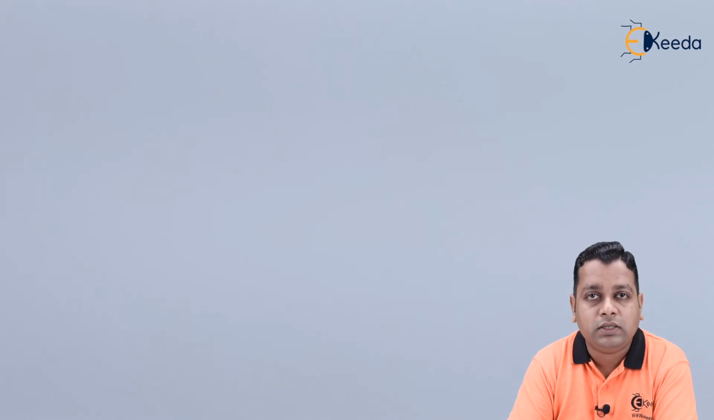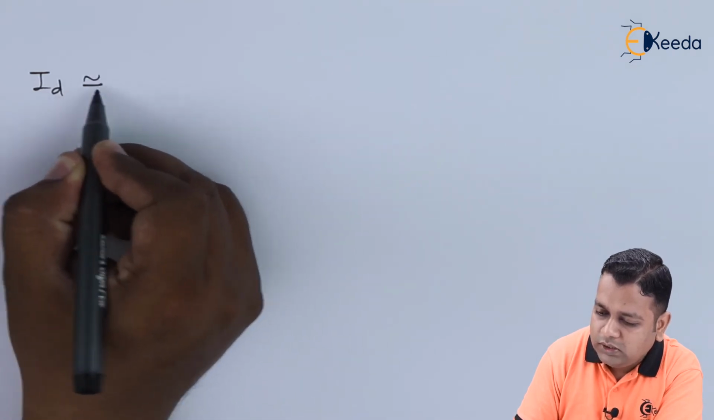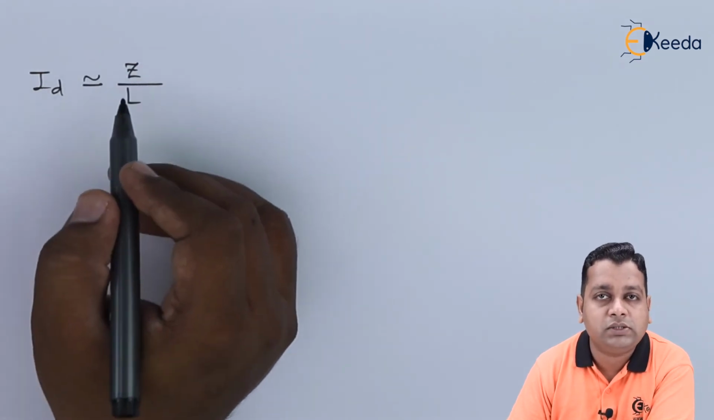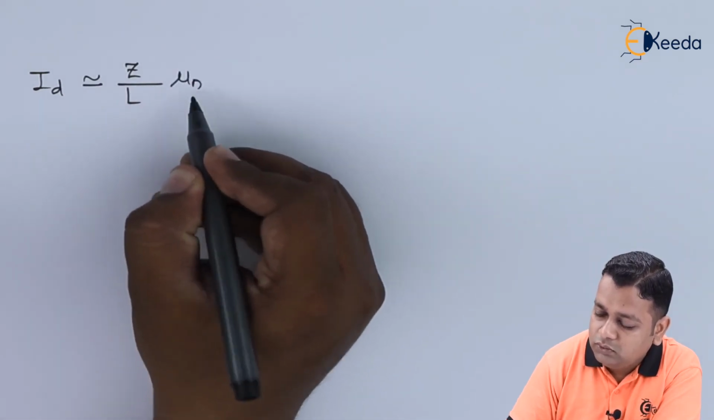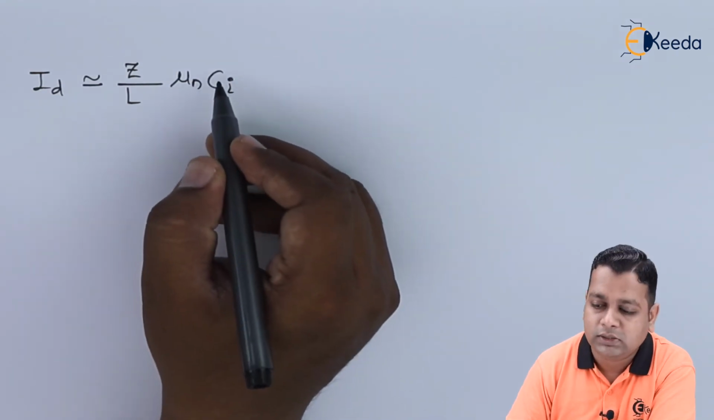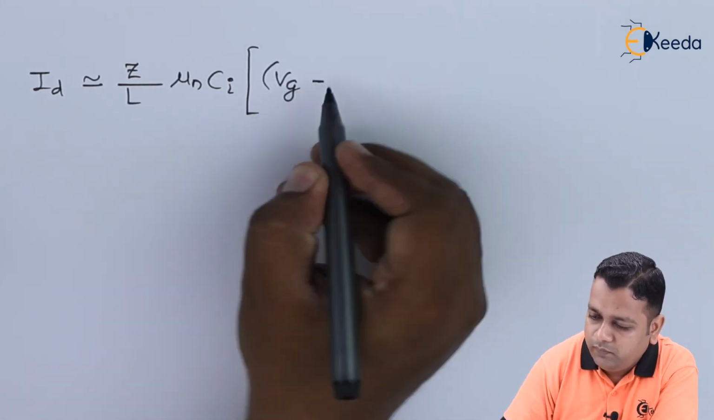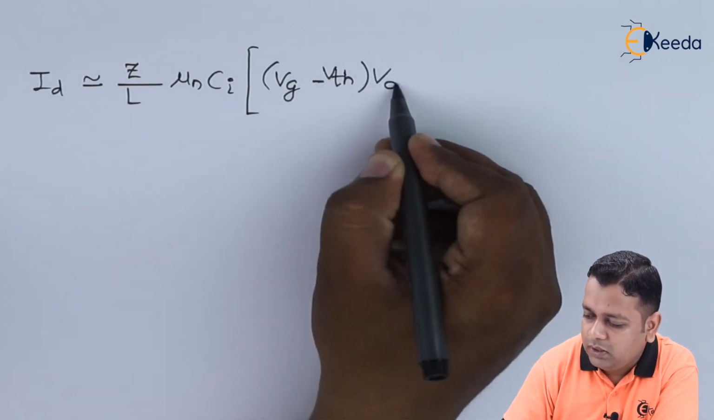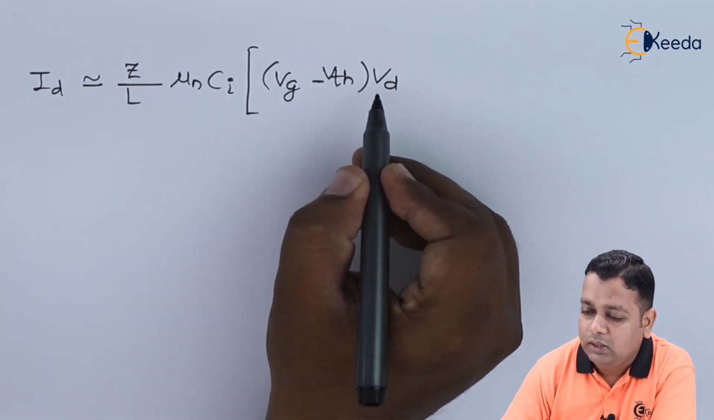So for the linear region, we can express the drain current, by approximation, as capital Z divided by L. These are the two dimensional parameters that we have represented in the schematic diagram. In multiplication to the recently explained mu suffix n mobility, the capacitance per unit area C suffix I, in multiplication to the square bracket that has Vg minus Vth in multiplication to the Vd. So this is the gate voltage, this is the threshold voltage, this is the drain voltage.